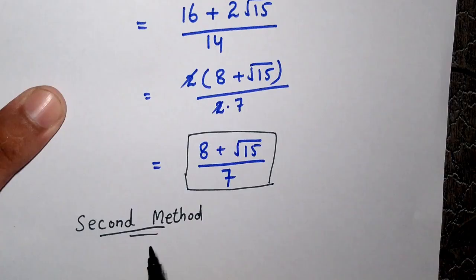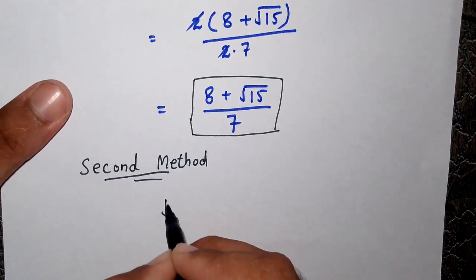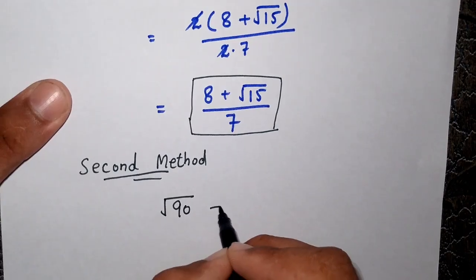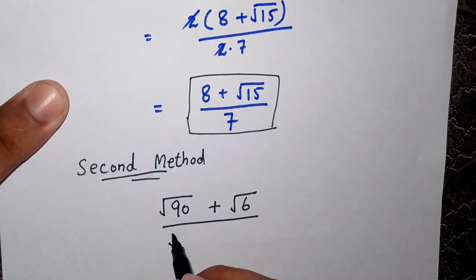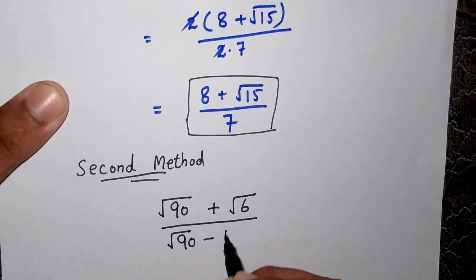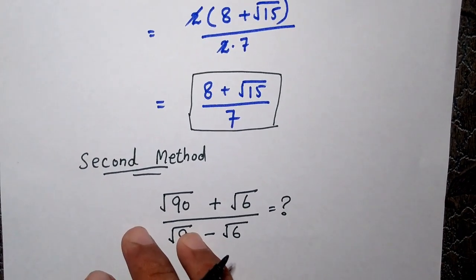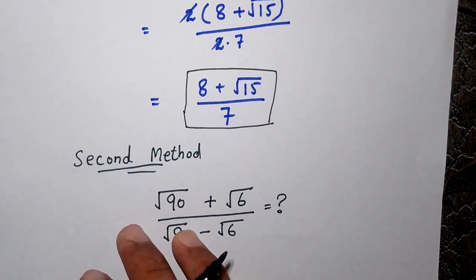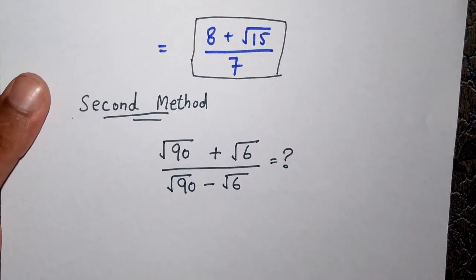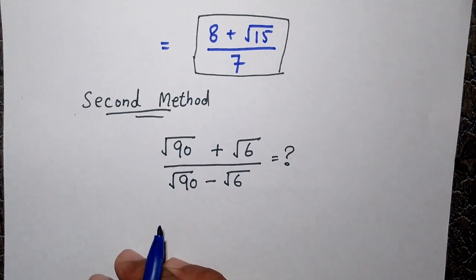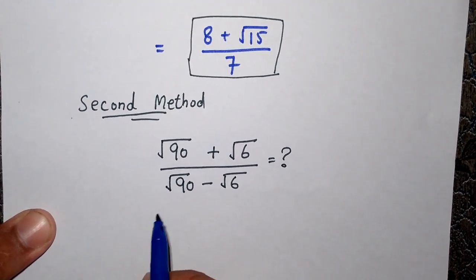So to solve this by the second method, we have to write the question again, that is square root of 90 plus square root of 6 over square root of 90 minus square root of 6. So how do we solve this by the second method? This is also a very easy method. So here the question is square root of 90 plus square root of 6 over square root of 90 minus square root of 6. So, solution.